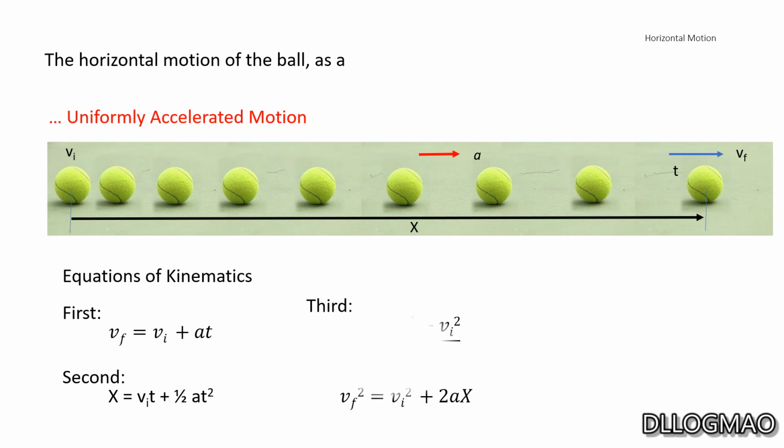The two equations of the third equation of kinematics are: the distance traveled is equal to the ratio of the difference in the squares of the final and initial velocities and twice the acceleration, and the square of the final velocity is equal to the sum of the square of the initial velocity and twice the product of acceleration and total distance traveled.